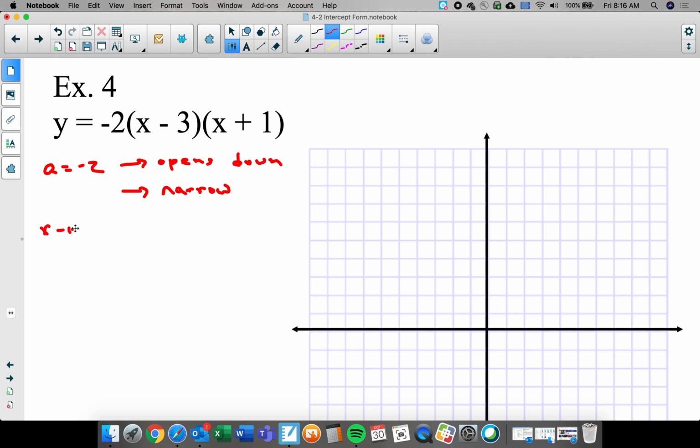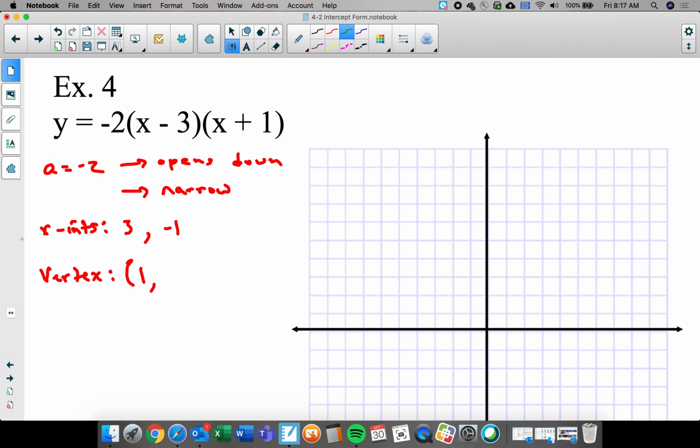X-intercepts, let's find those right away. The x-intercepts, if you think of the zero product property here, if x equaled 3, you would have 0 as a factor, and if x equaled negative 1, you would have 0 as a factor. That then leads me to the next part, which means I can very quickly find my vertex. If my x-intercepts are at 3 and negative 1, that means halfway between those is the x-coordinate of my vertex, the symmetry idea, right down the middle here, which happens to be positive 1.